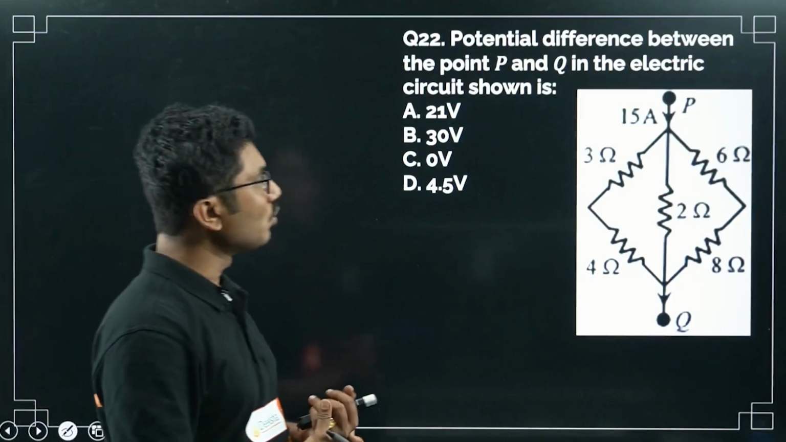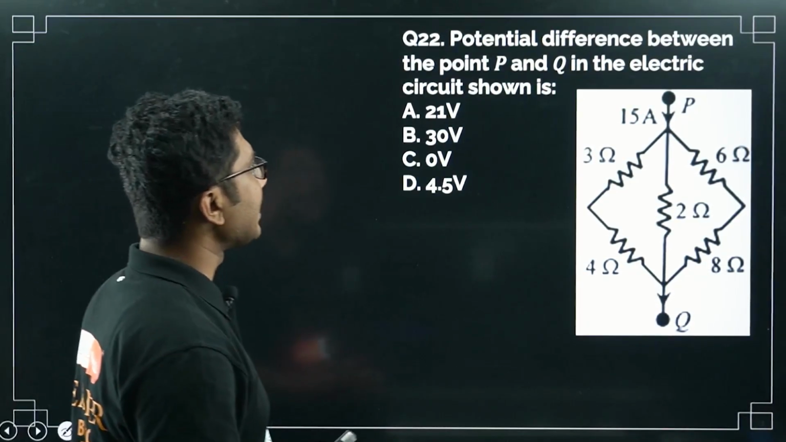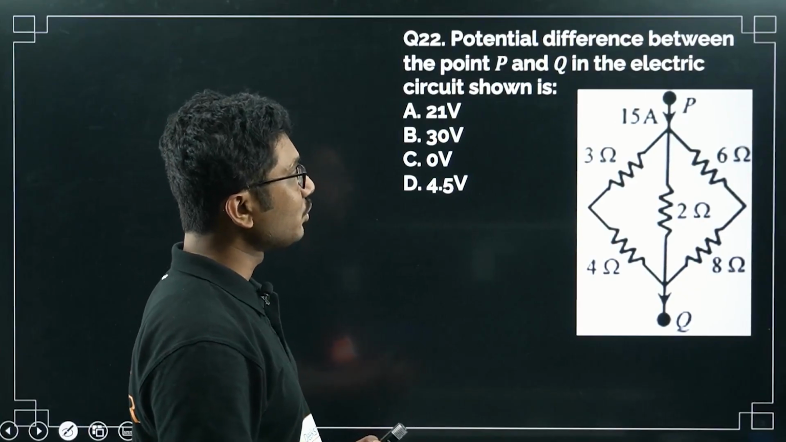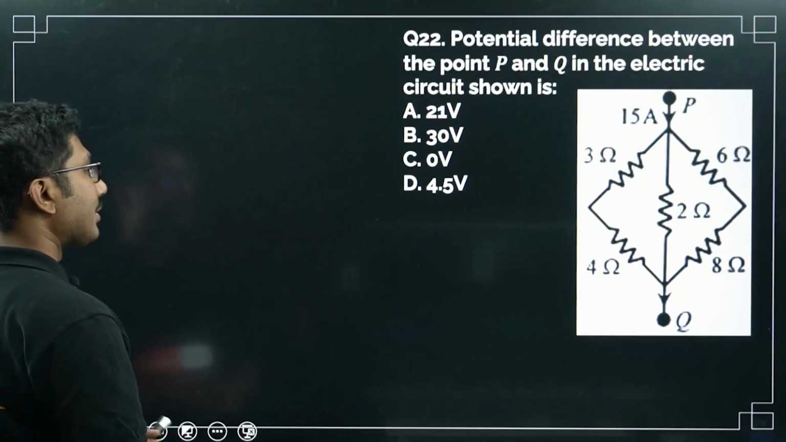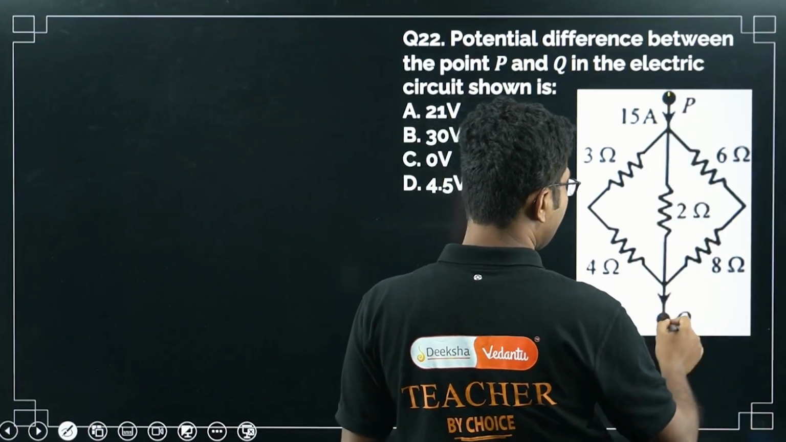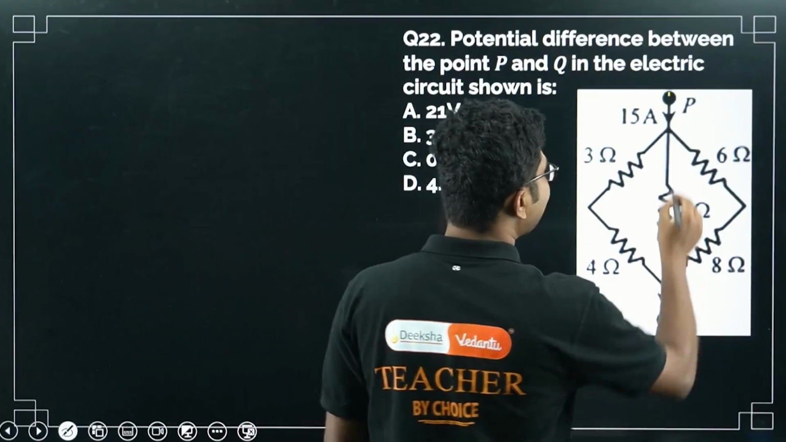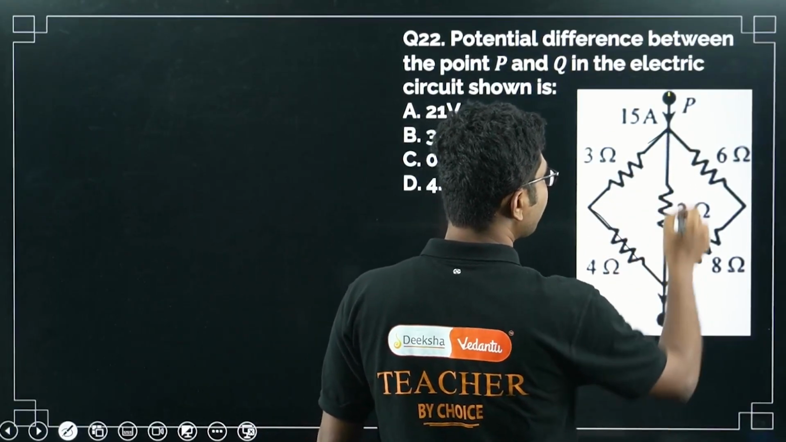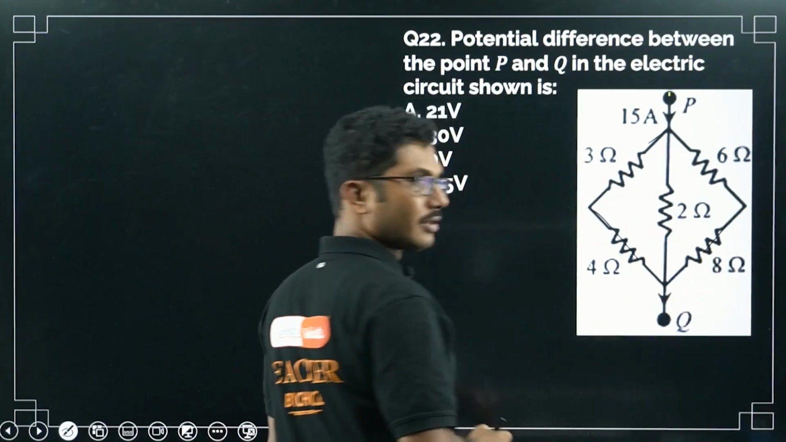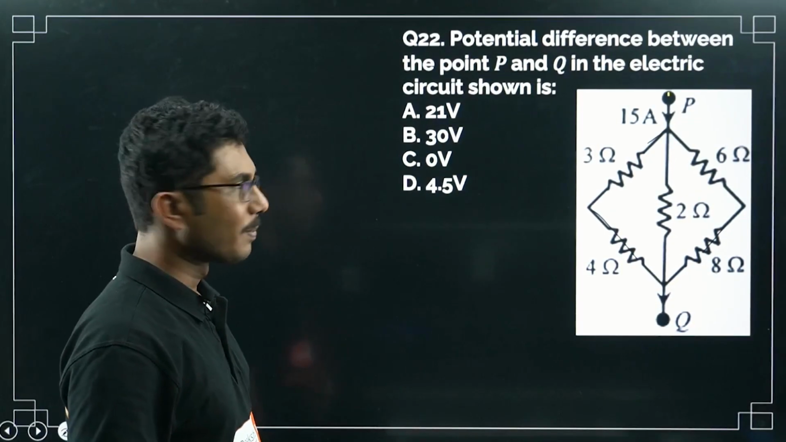Question number 22. Potential difference between the points P and Q in the electric circuit shown is... So you have to calculate the potential difference between the points P and Q. This is also an interesting question. You might think that this is a Wheatstone bridge principle, so the potential difference might be 0.